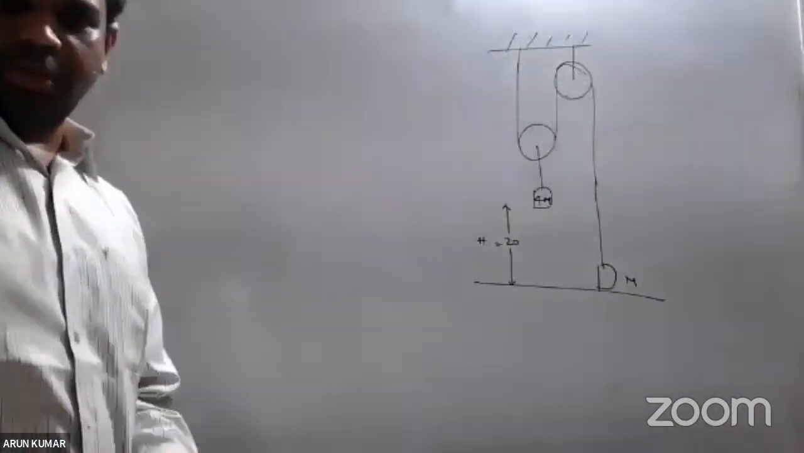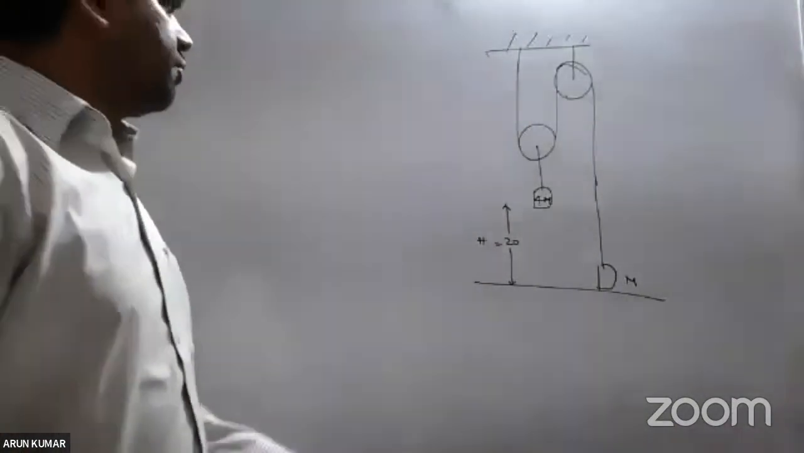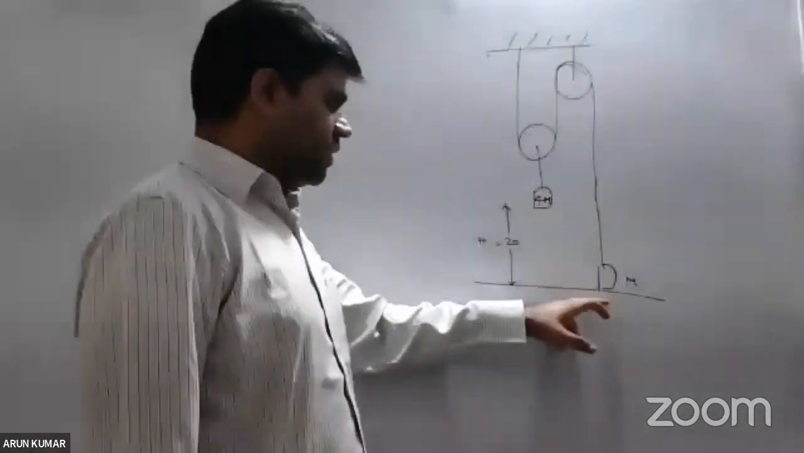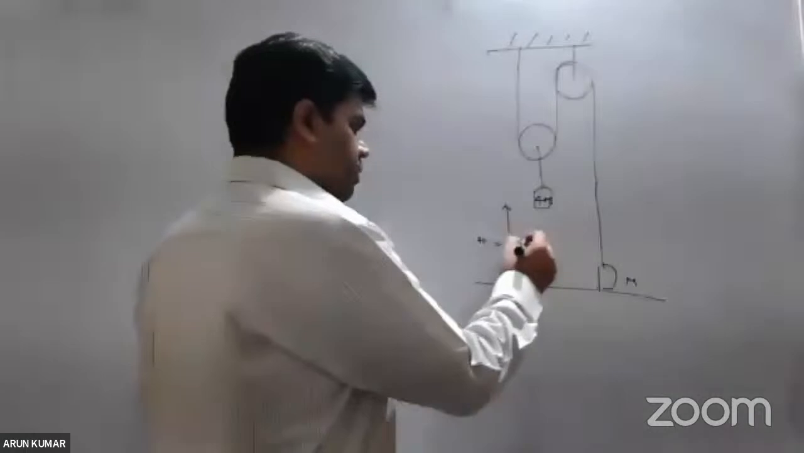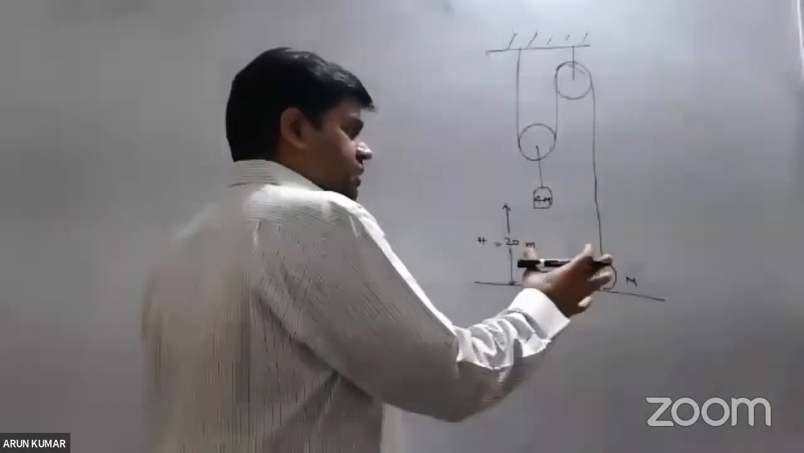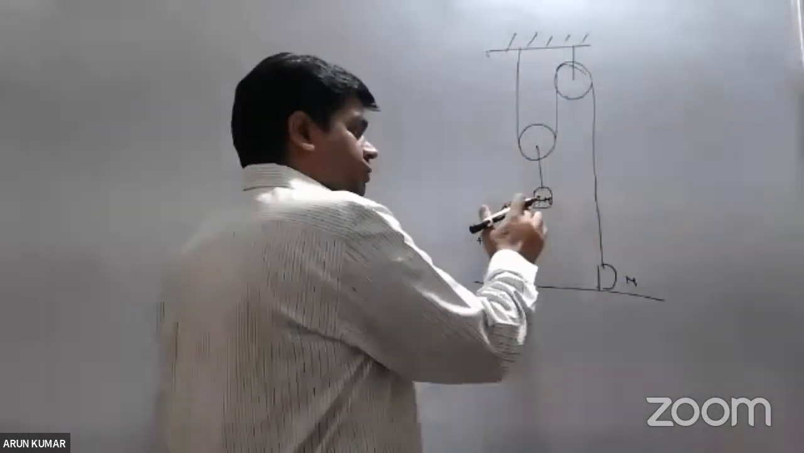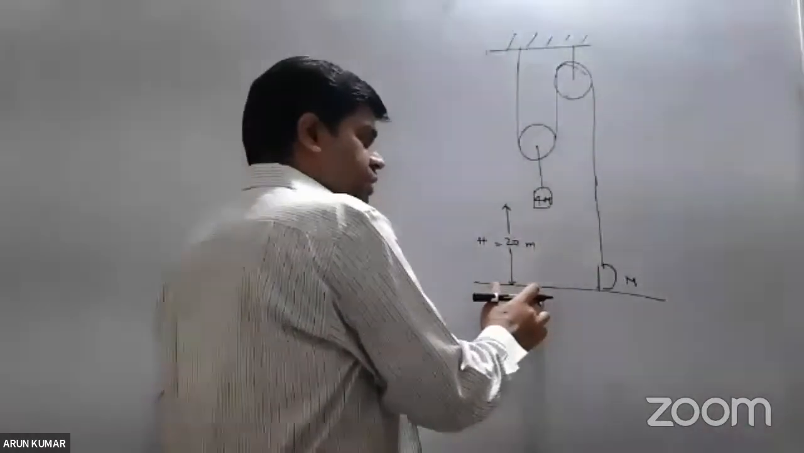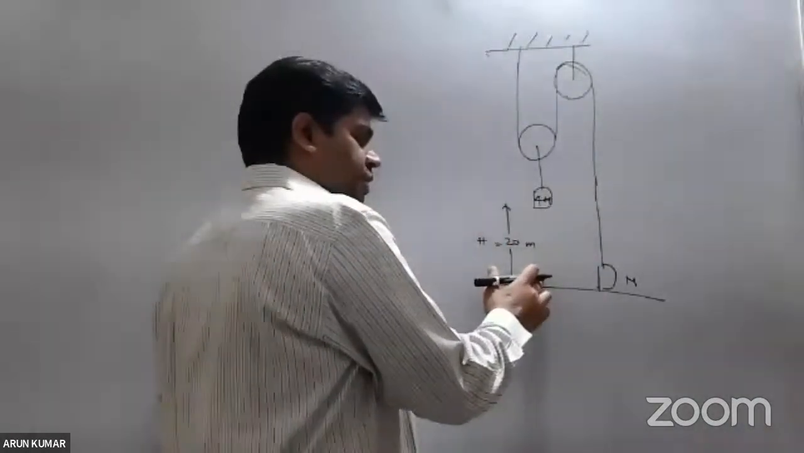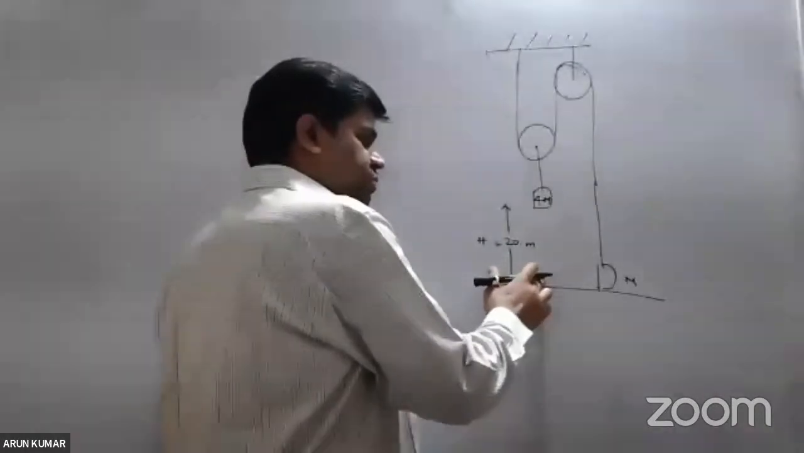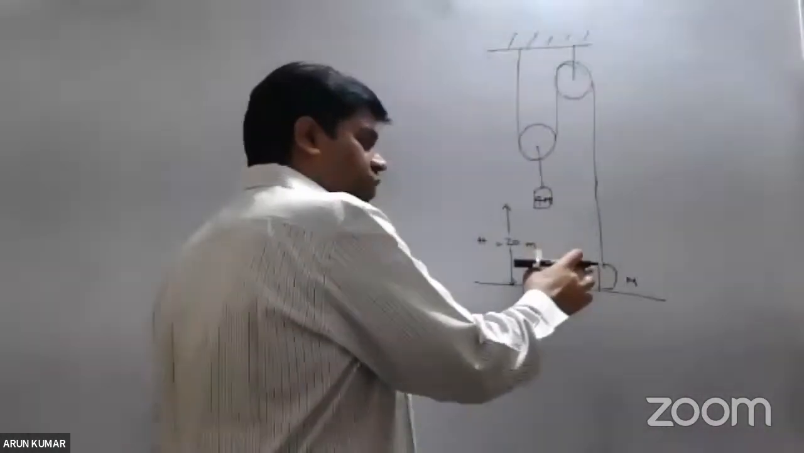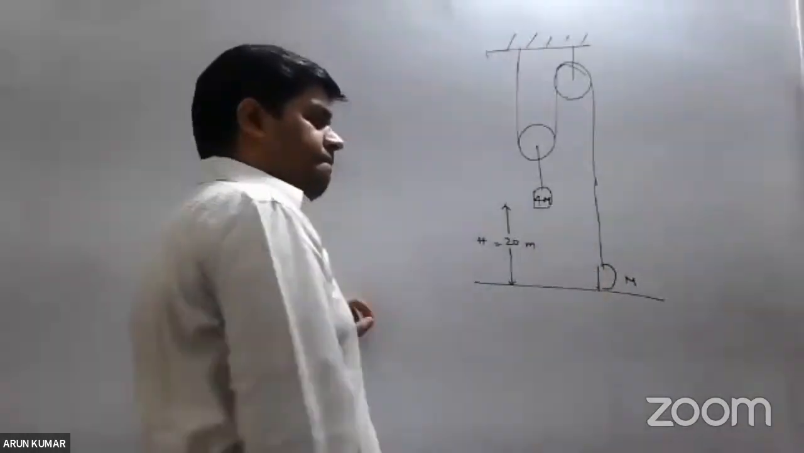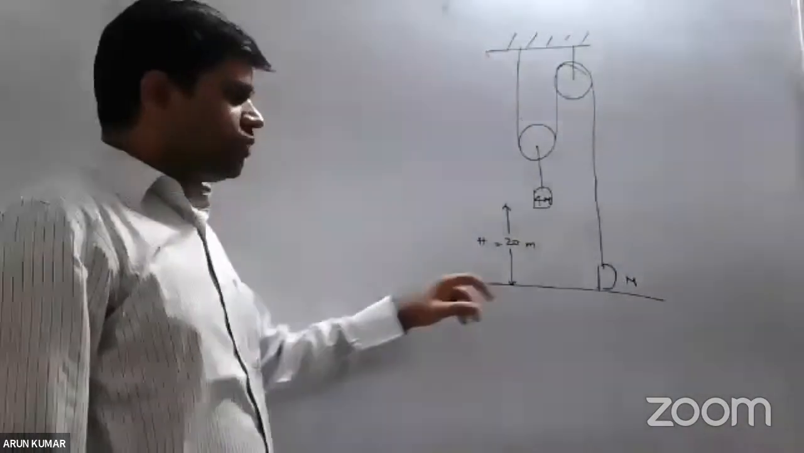The question is, when I release the blocks, this is touching the ground initially, and this is at a height of 20 meters from the ground. When I release the system, this comes down, this goes up. When this hits the ground, this doesn't bounce back. That's the condition. Let it stick to the ground. This will go up. The question is, to what maximum height will this go?